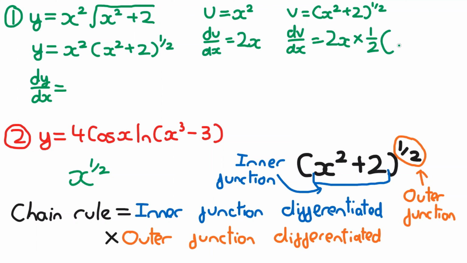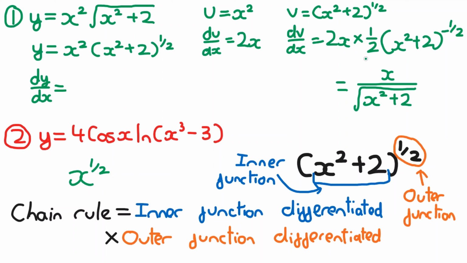Now, when you differentiate the outer function, as we went through in the chain rule video, you have to keep the inner function constant. So this is still going to be x squared plus 2, and now it's going to be to the power of a half minus 1, like x to the power of half differentiated, so it's now to the power of minus a half. We can simplify this because this 2 is going to cancel out with this 2, so we're left with x over the square root of x squared plus 2, as the power of minus a half, remember, is 1 over the square root of x squared plus 2. So dv over dx is equal to this.